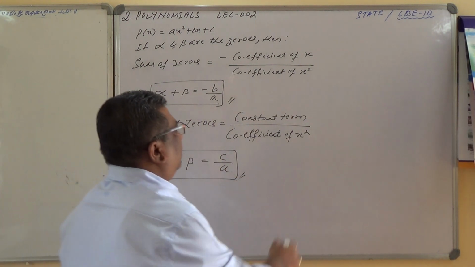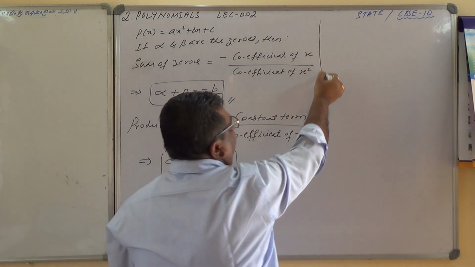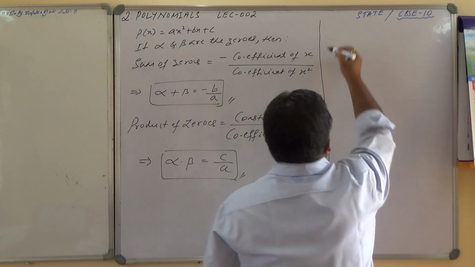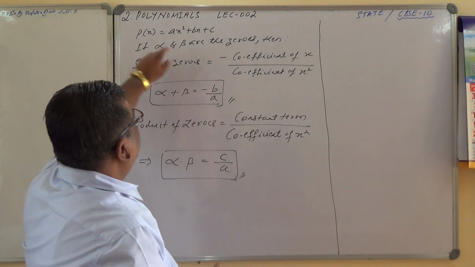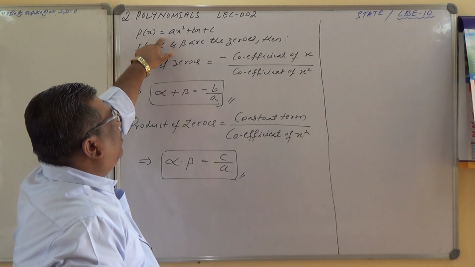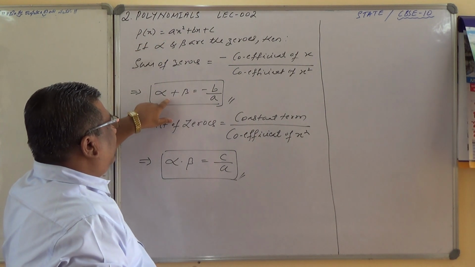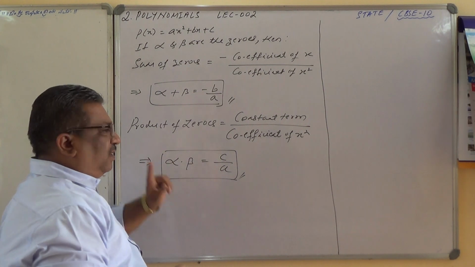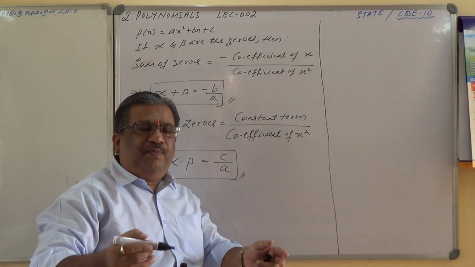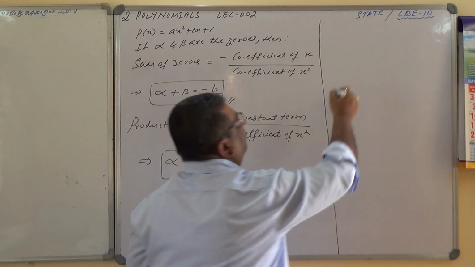Now comes the question: if we know alpha and beta, how to form the quadratic polynomial? Second is formation of the quadratic polynomial. In the beginning, if we are given a quadratic polynomial, we are able to find out the sum of zeros and product of zeros. If we are given the sum of zeros and product of zeros, how to form the quadratic polynomial?